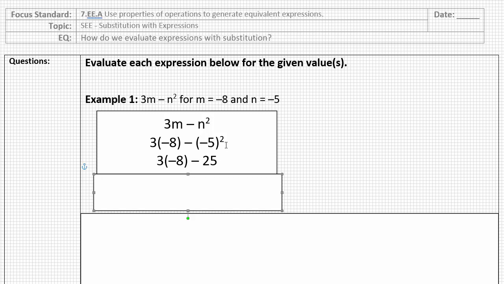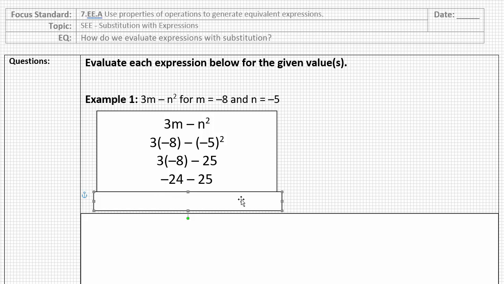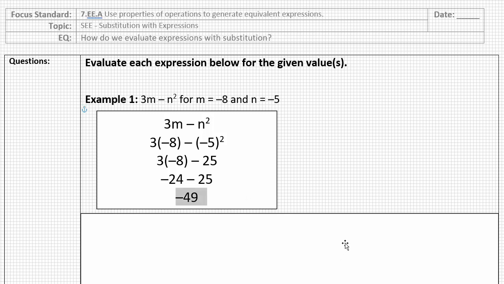So when I squared negative 5, I got 25. I kept the subtraction. Negative 5 times itself is 25. Then I did my multiplication of 3 times negative 8, got a negative 24. So I now have negative 24, subtract 25, and the final value is negative 49. Let's try another one.